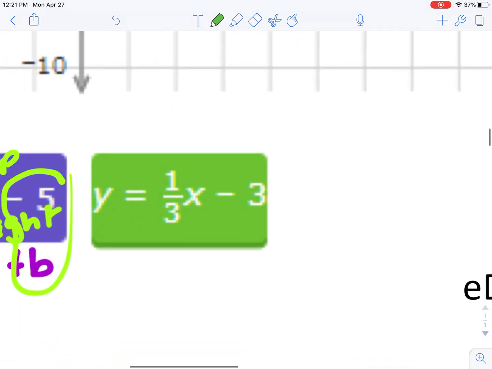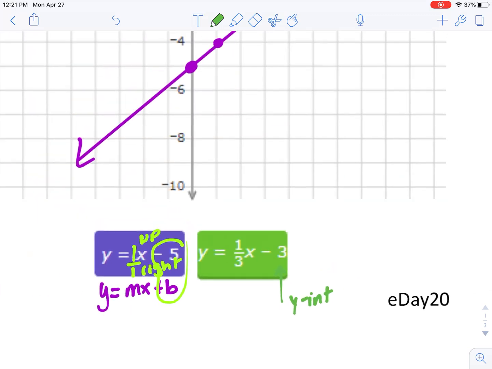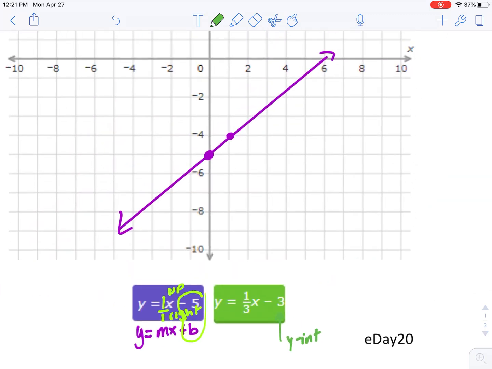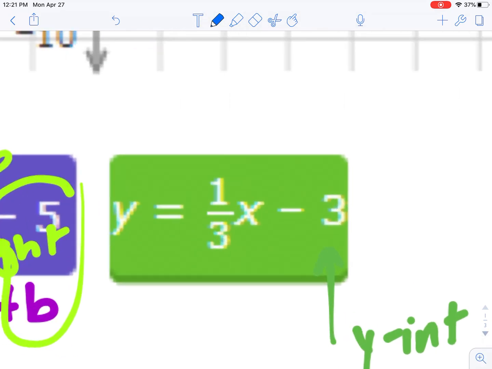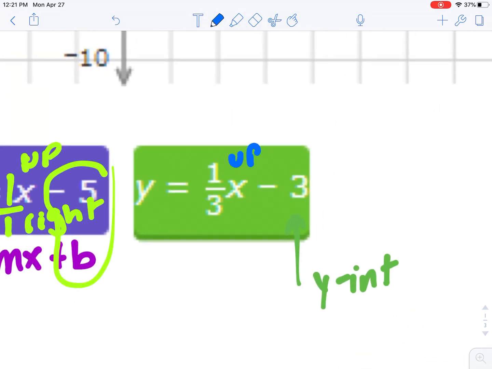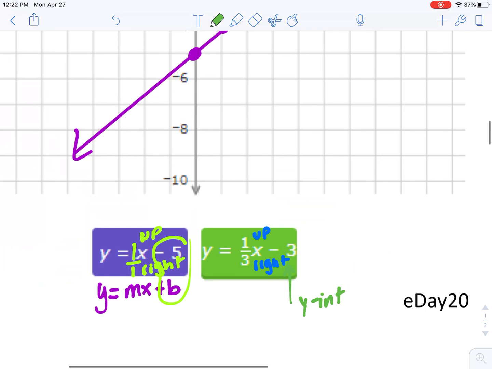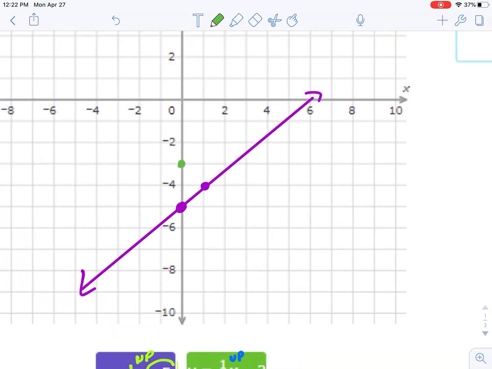The next one is y equals 1/3 x minus 3. This is your y-intercept, and we always start plotting the y-intercept on the y-axis. Then our slope is 1/3. It is positive. When it's positive, you're going to go up, and then we always go to the right. So it's going to be up 1 and to the right 3.